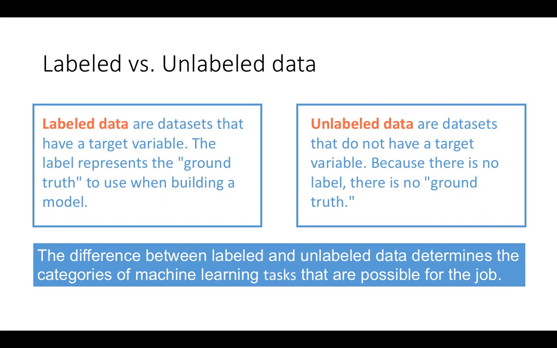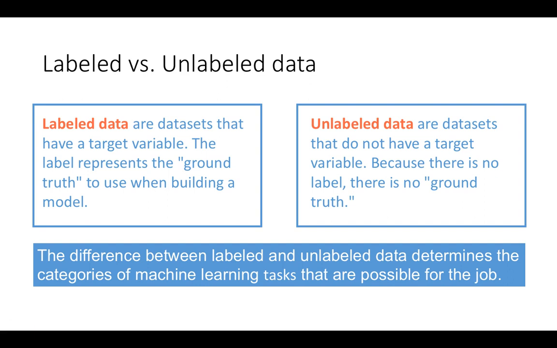What is labeled data? Labeled data are data sets that have a target variable. The label represents the ground truth to use when building a model. So labeled data contains what we call the target variable. We have a set of data and a particular set of independent variables, and there is a target variable that is available and given to our machine learning algorithm. So a ground truth has been given. If you are handling that kind of data, we call it labeled data.